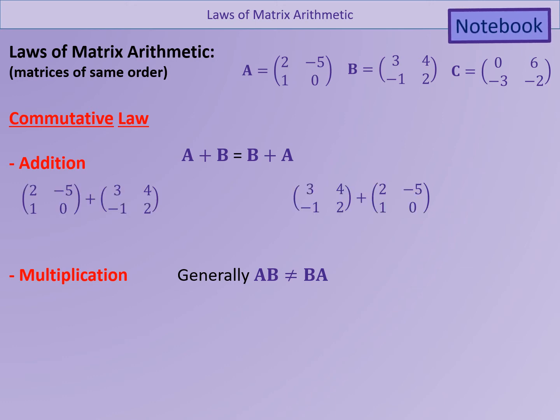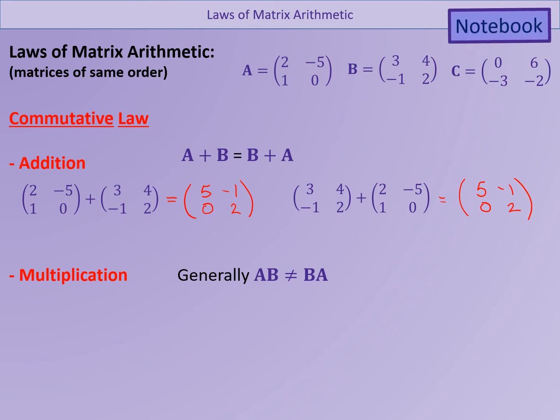Let's take a look at both of these examples using the matrices A and B from above. So we'll look at A plus B, which is on the left, and B plus A, which is on the right. Working this out, we have 2 plus 3, which is 5, minus 5 plus 4 is minus 1. 1 take 1 is 0, and 0 plus 2 is 2. And on the right hand side, 3 plus 2 is 5. 4 take away 5 is minus 1. Minus 1 plus 1 is 0, and 2 plus 0 is 2. So these two are the same, they give the same result.